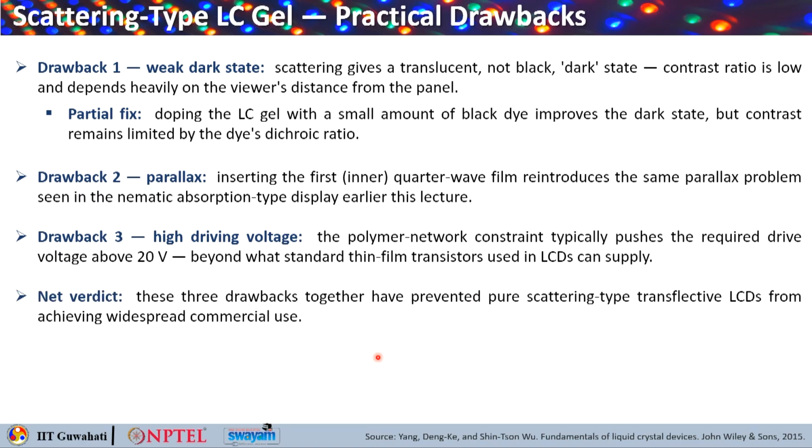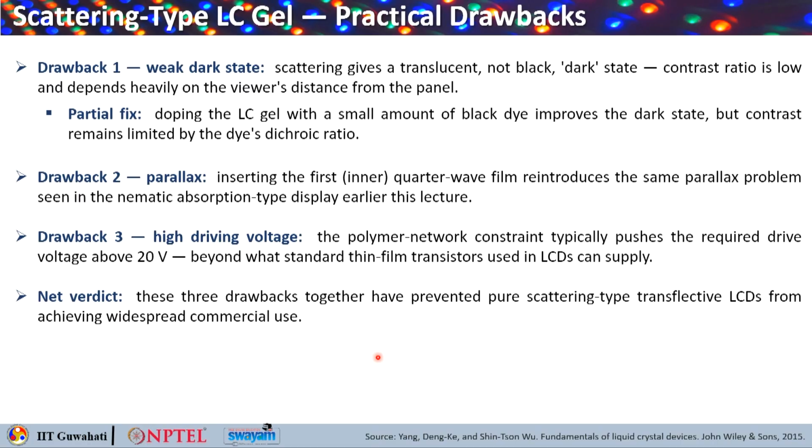So the net verdict here is that when you put all these three drawbacks on the table, you will see that these are enough to prevent only scattering type transreflective LCDs from becoming a wide commercial success. So with that, we conclude this lecture. We'll cover the remaining topics of this lecture in the part B of this lecture.